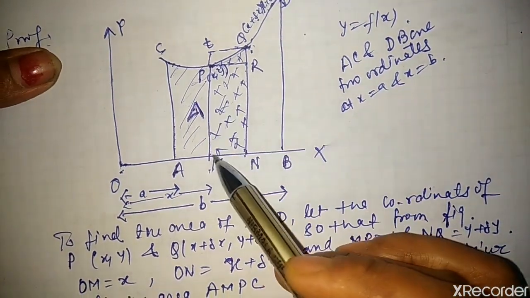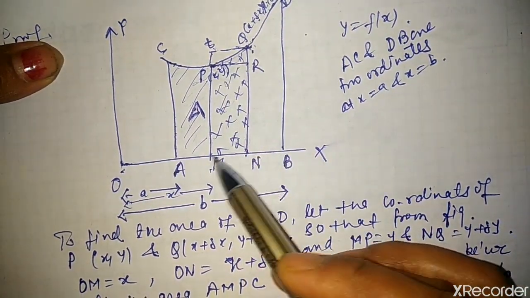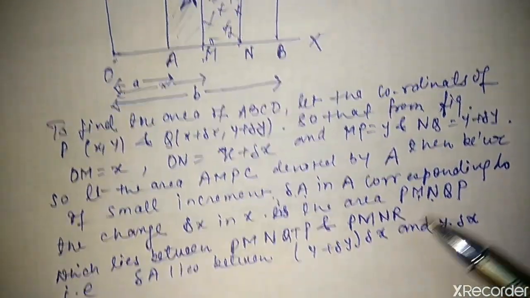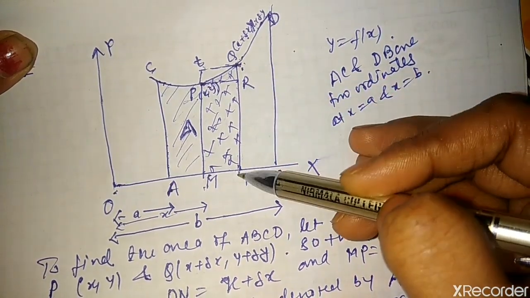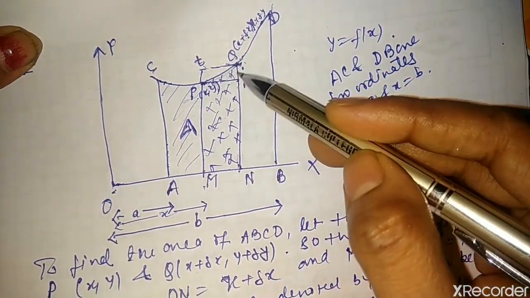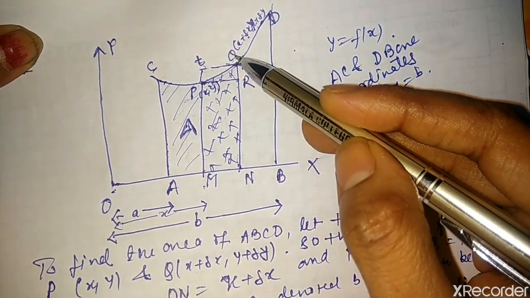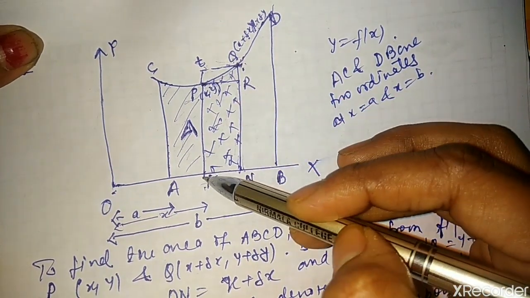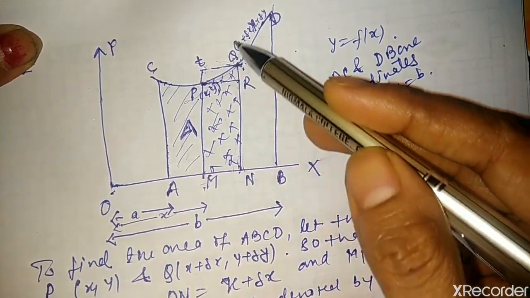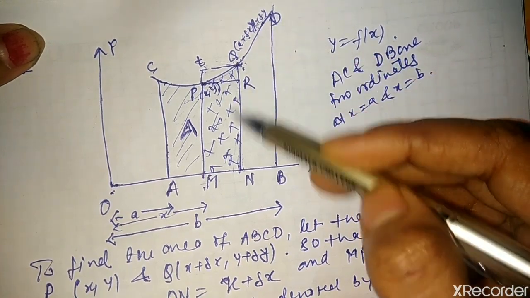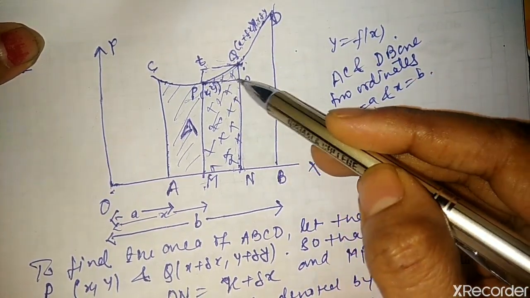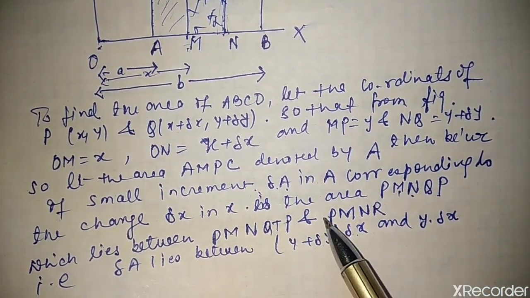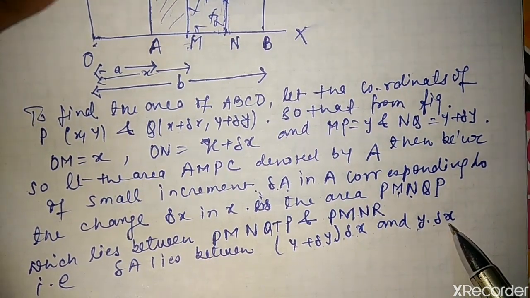First one is this whole area, so we have this small increment del x. So we have here y plus del y into del x. Why? Because this whole length is y plus del y, and here this small increment is del x. So this is a rectangle, and that's why the area of MTQN is y plus del y, this one length, into del x. That's why we have written y plus del y into del x. Similarly, we have the area for PMNR is y into del x.